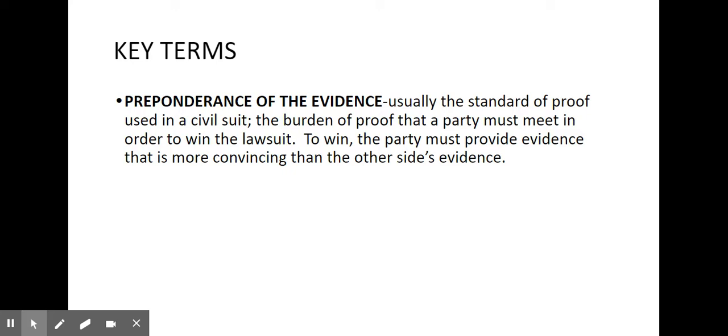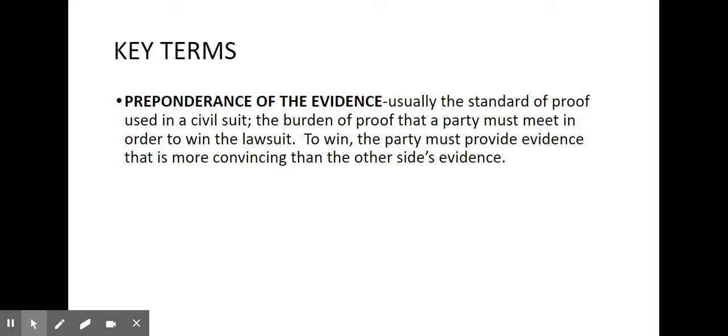And we used the example of O.J. Simpson. In O.J. Simpson's criminal trial, there was not enough evidence to convict him of murder. The prosecution did not do a good enough job. The defense raised enough doubt in jurors' minds that they voted not guilty.